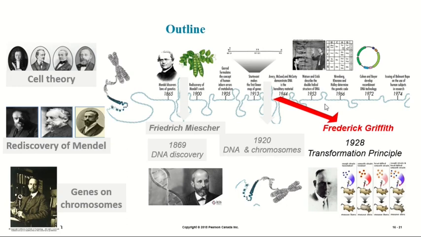In this section, we're going to talk about the experiment of Frederick Griffith, who in 1928 proposed the transformation principle using as a model organism a type of bacteria that produces pneumonia, and he also used mice.